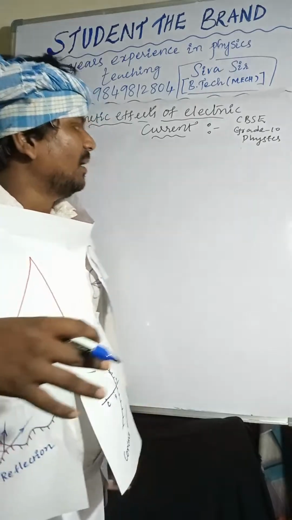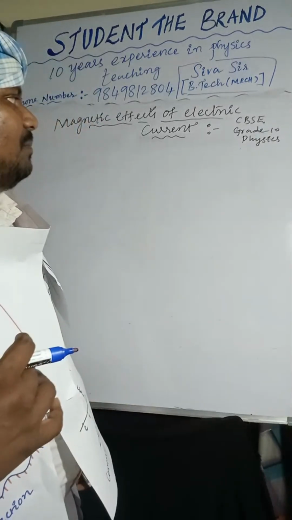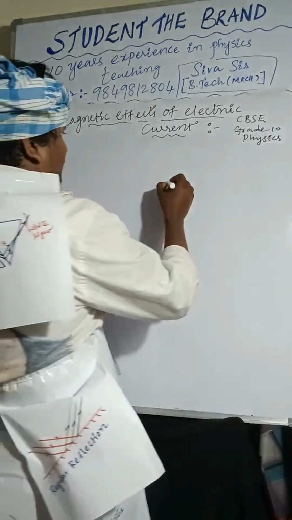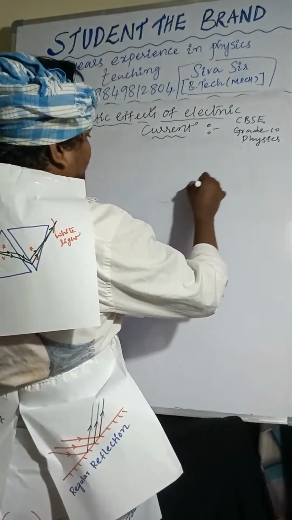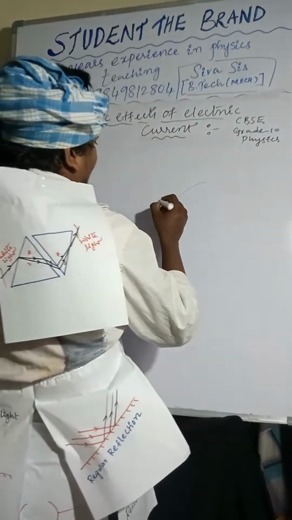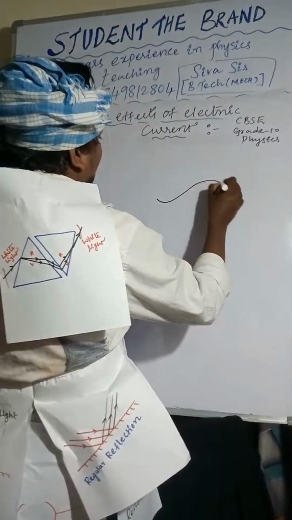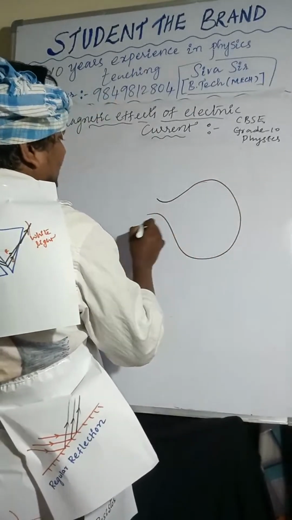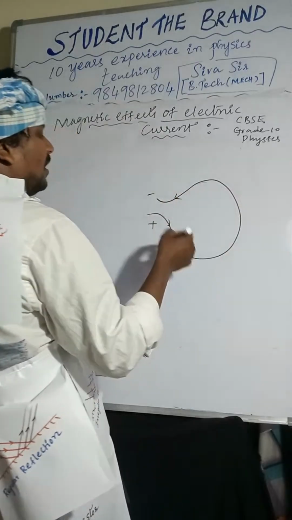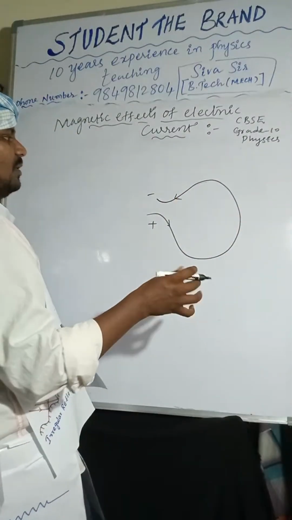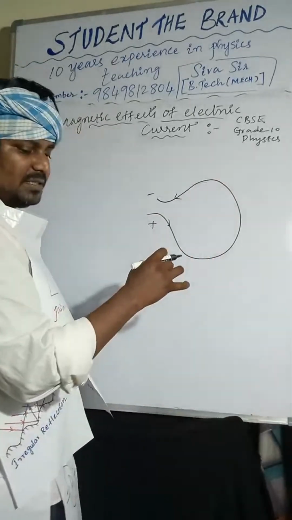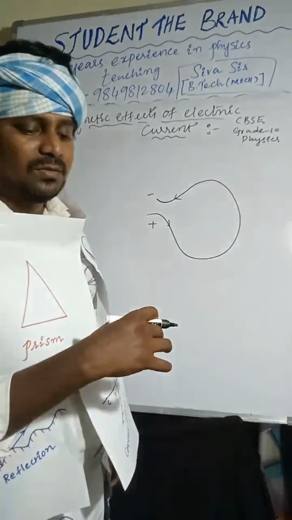Done. Now the straight conductor is completed. Now I am considering the loop. This is the loop I am considering. This question also they will ask in the exam. If the current is passing like this, from the positive terminal to the negative terminal, how will the magnetic field be? Will the magnetic field be more at the center or at the circumference? They will ask the question like this.